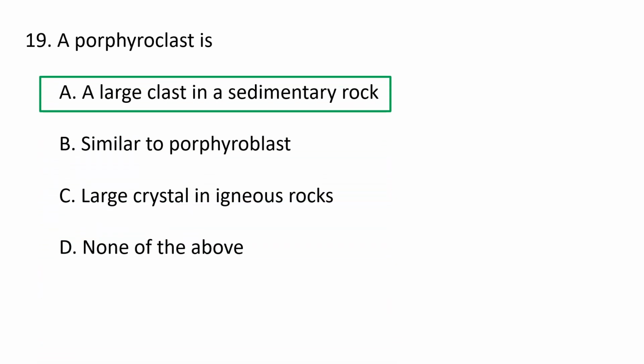A porphyroclast is a large clast in a sedimentary rock. A porphyroclast is a relict crystal in a dynamically metamorphosed rock. Its derivation appears to be from the porphyroclastic texture. A is the correct option. Porphyroclast is a large clast in a sedimentary rock.